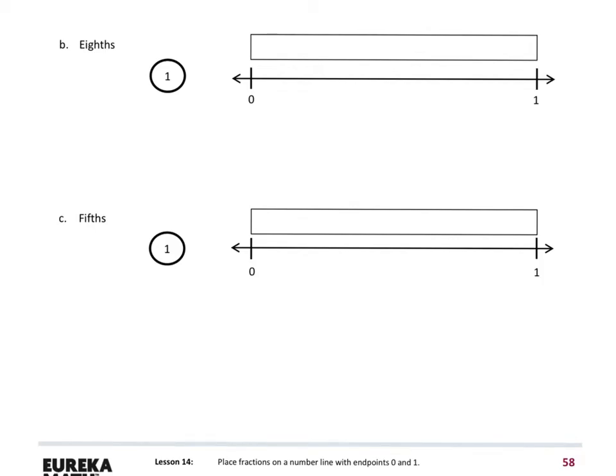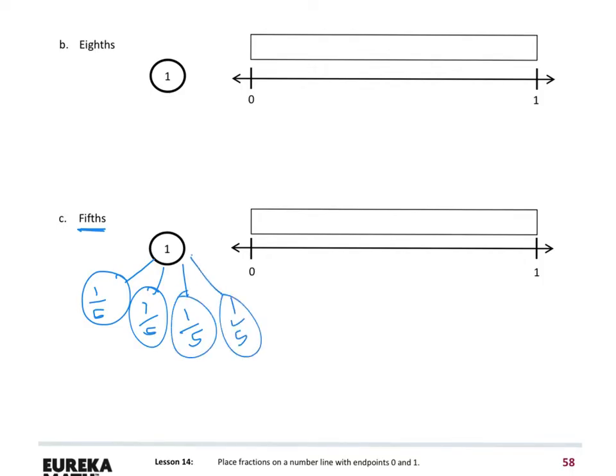Here I have 1 and I'm breaking it into fifths. So I need my unit fractions. So 1/5, 2/5, 3/5, 4/5, and 5/5. So there's my number bond.